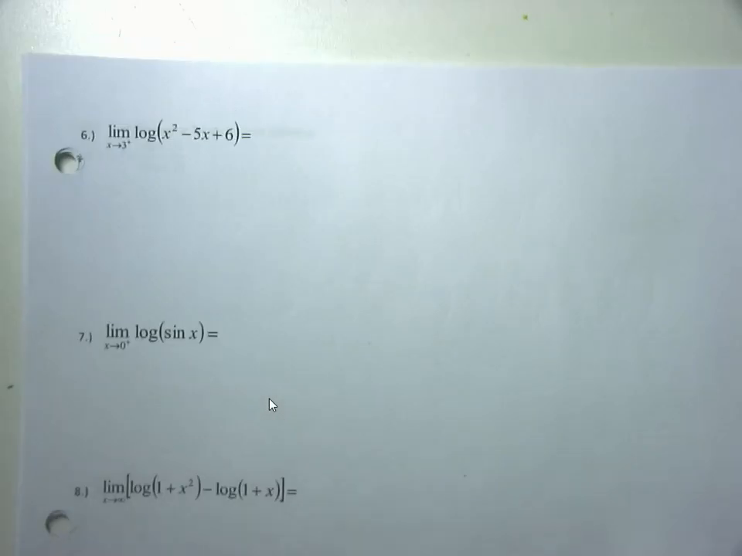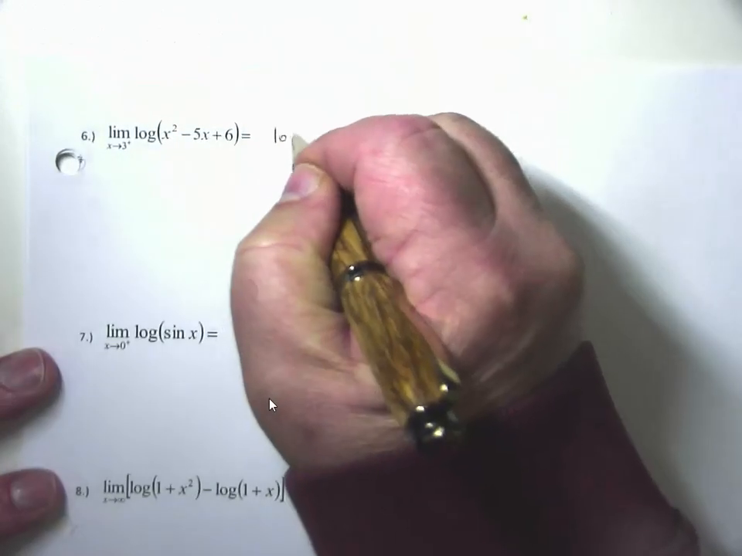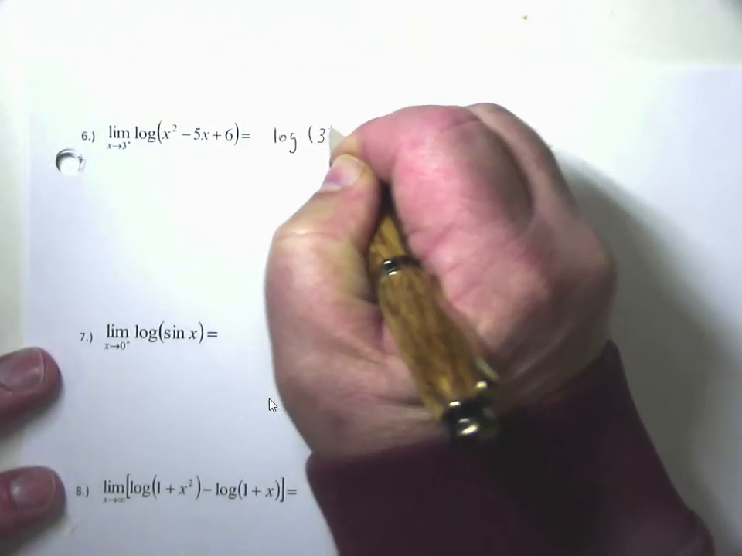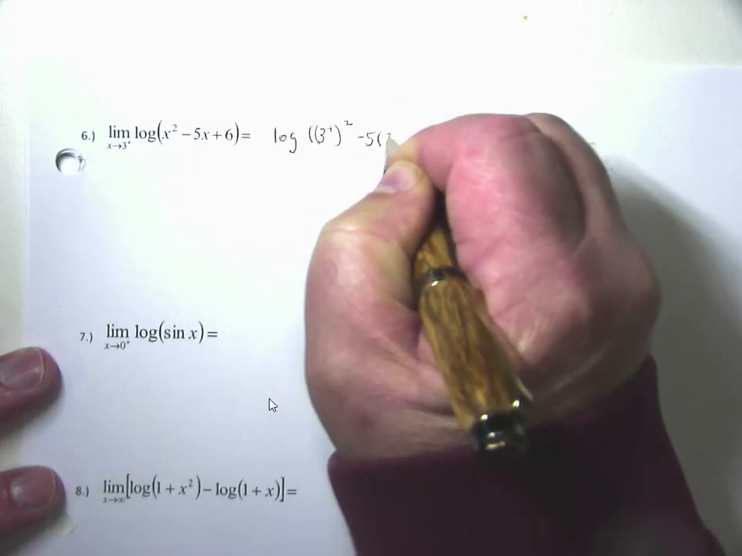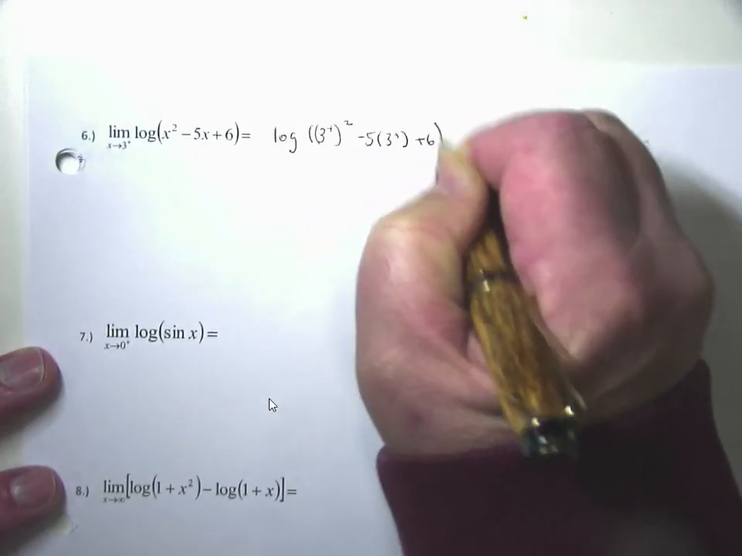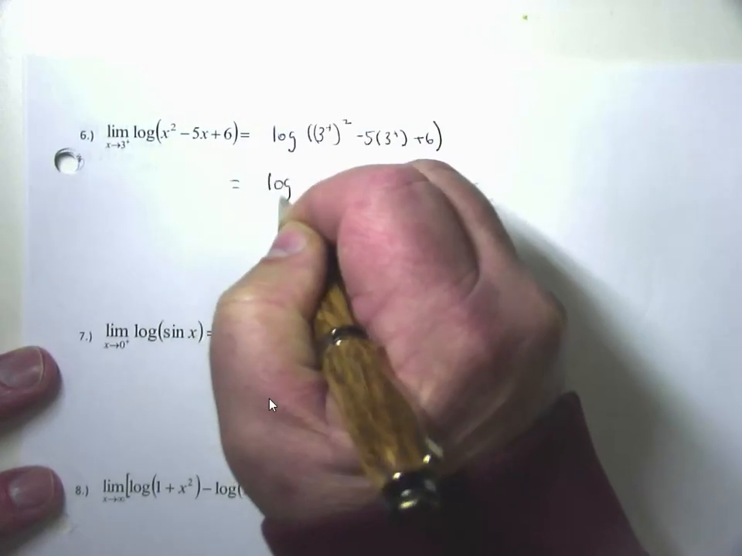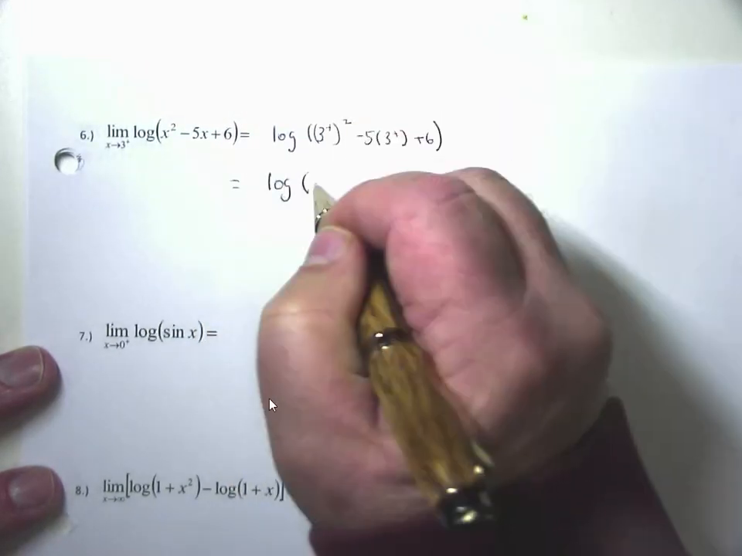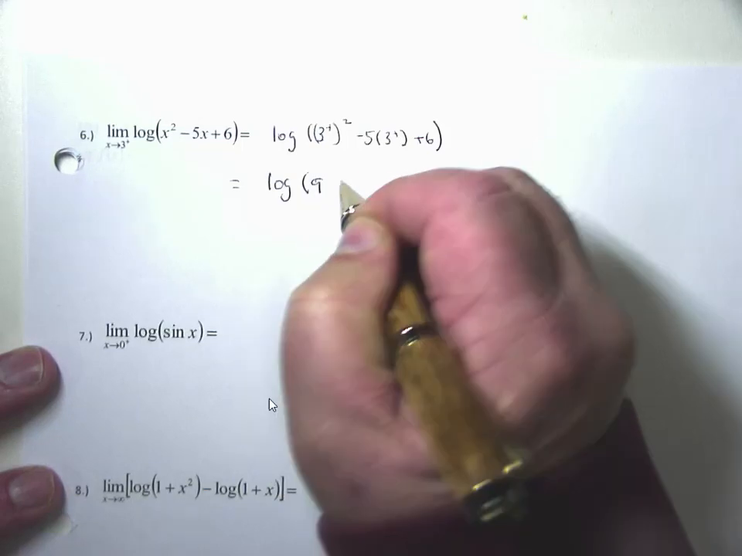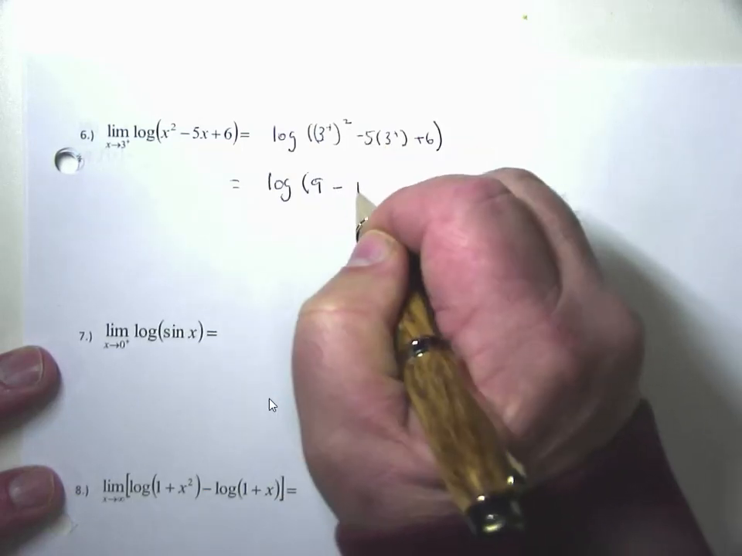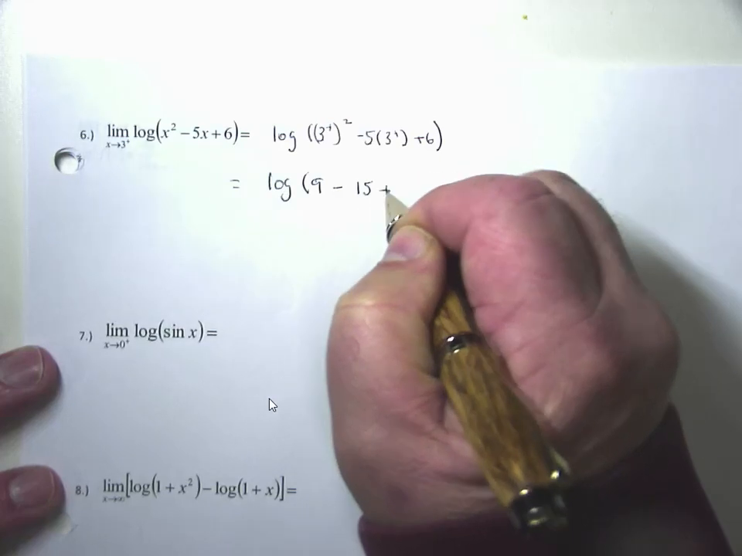So here's some more. What is the limit as x approaches 3 on the plus side of the log, understood to be log base 10, of x squared minus 5x plus 6? First rule of limits is plug in a number. So this would be the log, understood base 10, of 3 on the plus side squared minus 5 times 3 on the plus side plus 6. Let's clean that up. This will be the log of 3 squared, which is actually 9, minus 5 times 3, which is 15, plus 6.